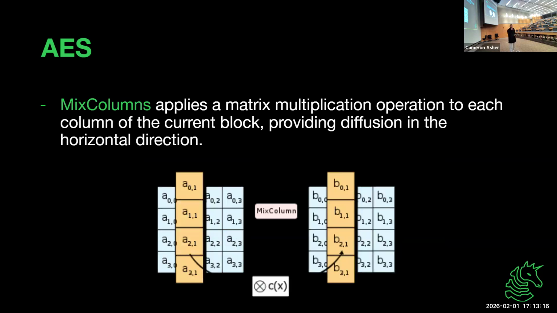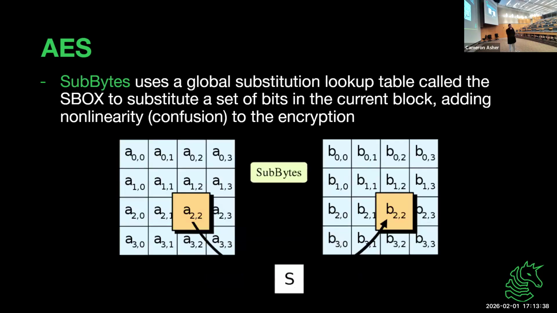And so the second operation is a bit more complicated. For each column, we multiply it with a specific matrix. And this also provides more diffusion. How it works is a bit more complicated, but the point is that it provides diffusion. Now, if you notice, the first two operations, shifting rows and matrix multiplication, both of these are linear functions.